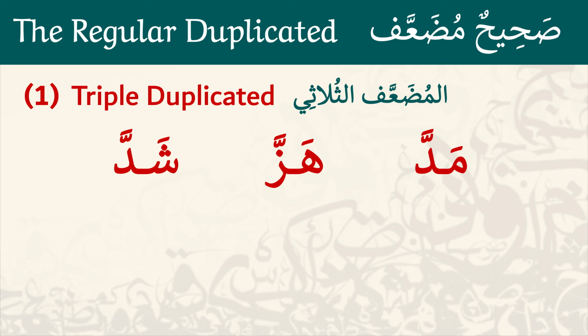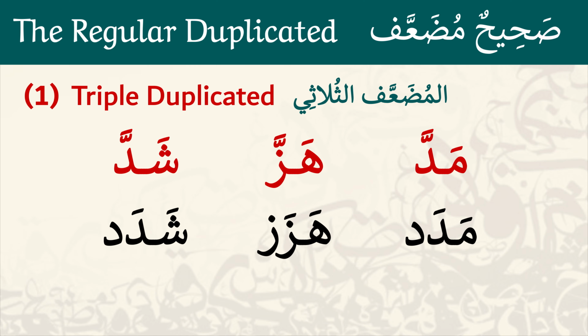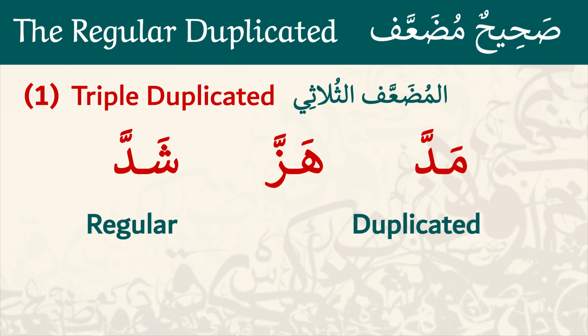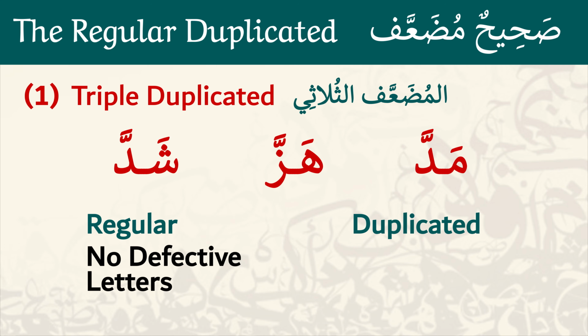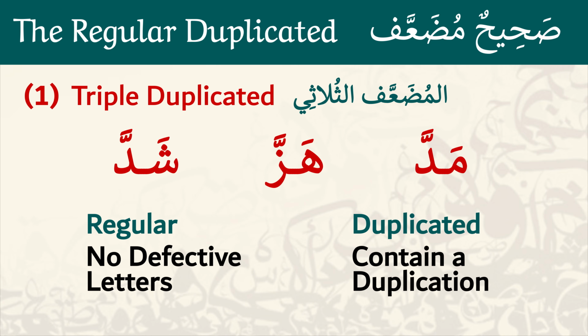Let's untie the duplication. They become madada, hazaza, shadada. As we said, the second letter is identical to the third. These 3 verbs are regular duplicated, صحيح مضاعف. Regular because they don't contain any defective letters, and duplicated because they contain one of the duplication forms, shadda.